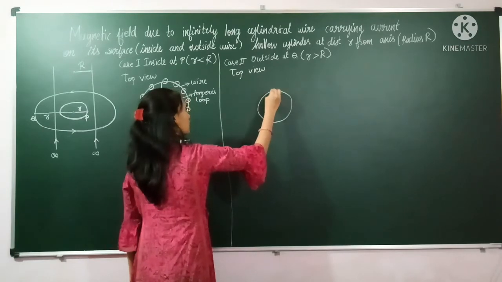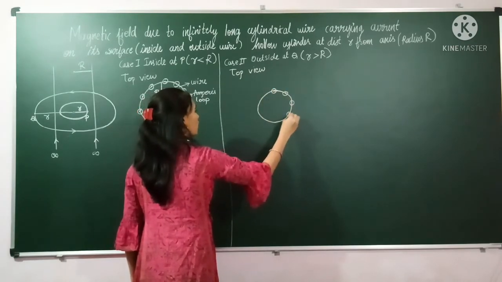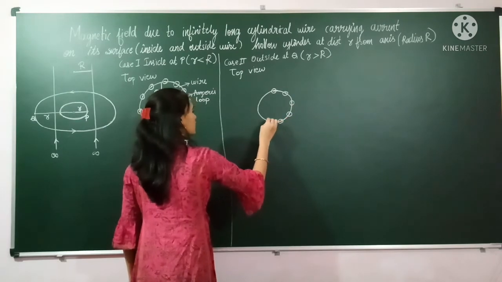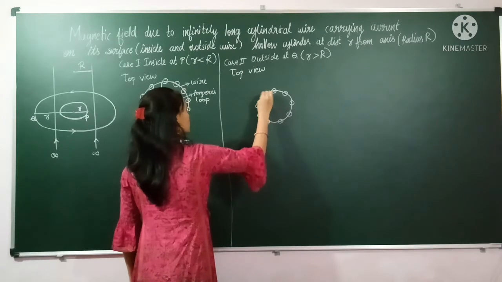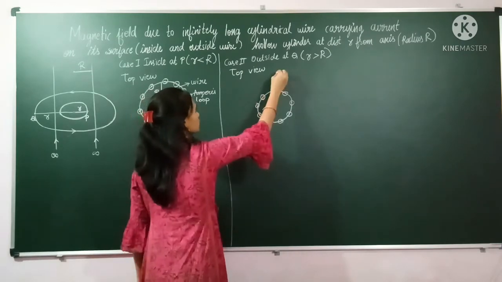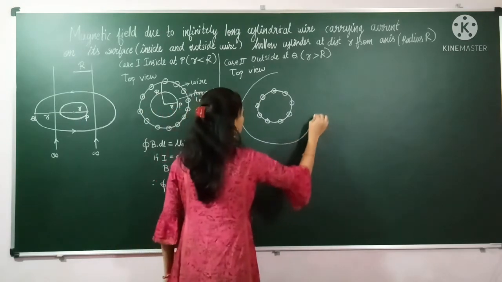So this is our wire. In this wire current is outward, so here I have taken the dot. Outward current is present in the wire. Next after that we will draw Ampere's loop. So this is our Ampere's loop which is passing through the point Q.